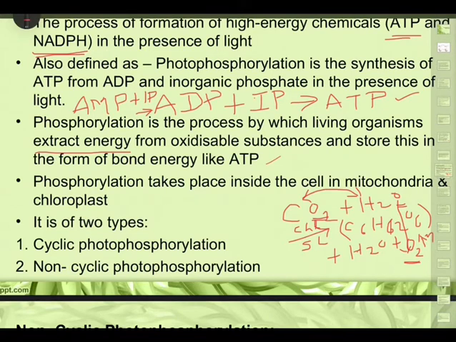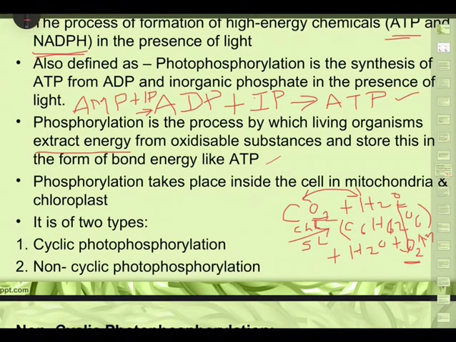Why is it cyclic? In cyclic photophosphorylation, the electron gets released and excited, goes through the route of PS1, that is P700, and reaches a substance called ferredoxin and makes the ferredoxin get oxidized. As a result of that, NADP plus H plus will form NADPH.